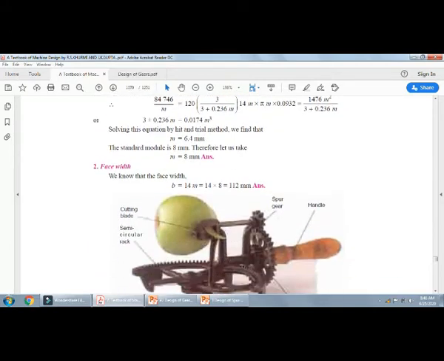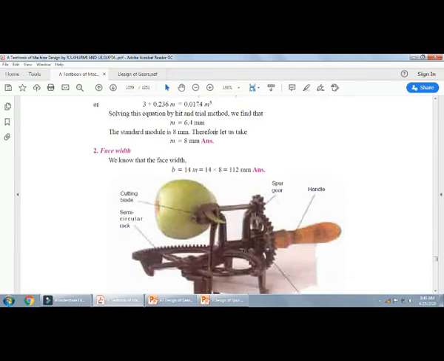Then next we are going to calculate the face width. So face width is equal to 14 times the module, then this value will be clear to you. 14 into 8, module is 8.